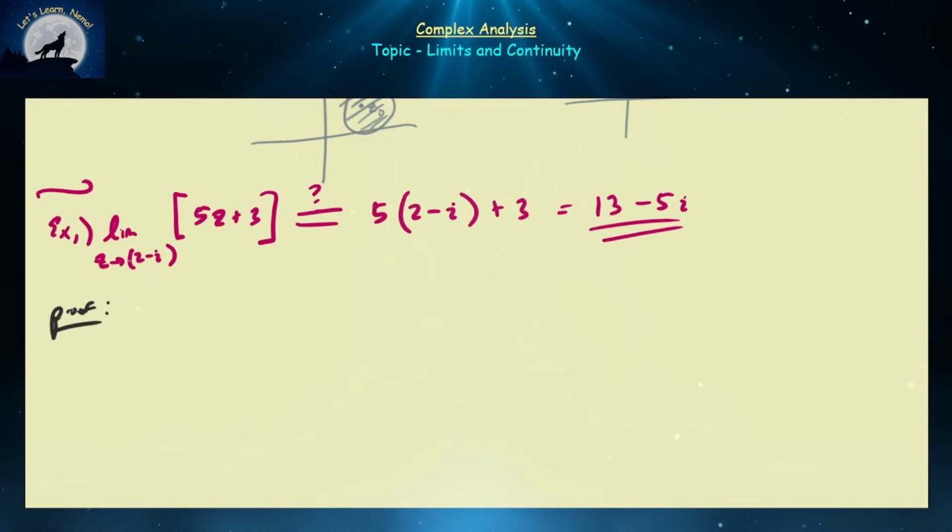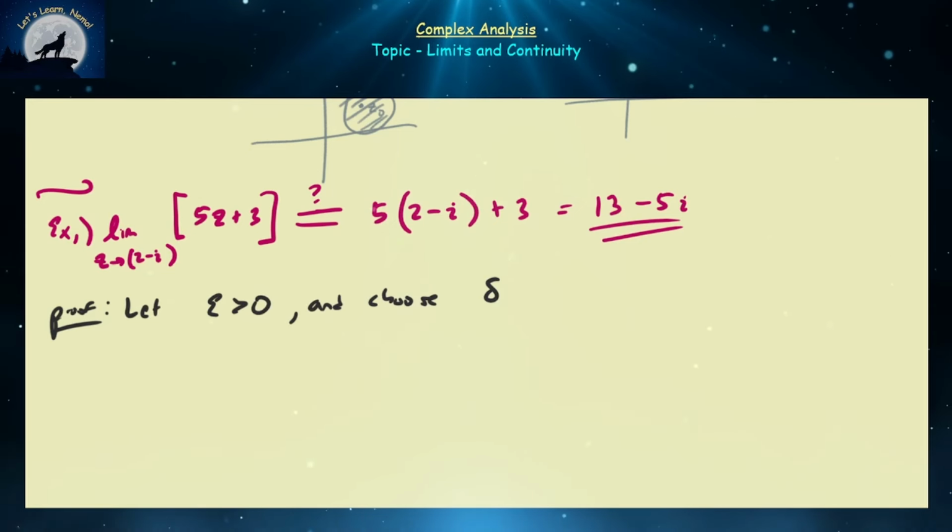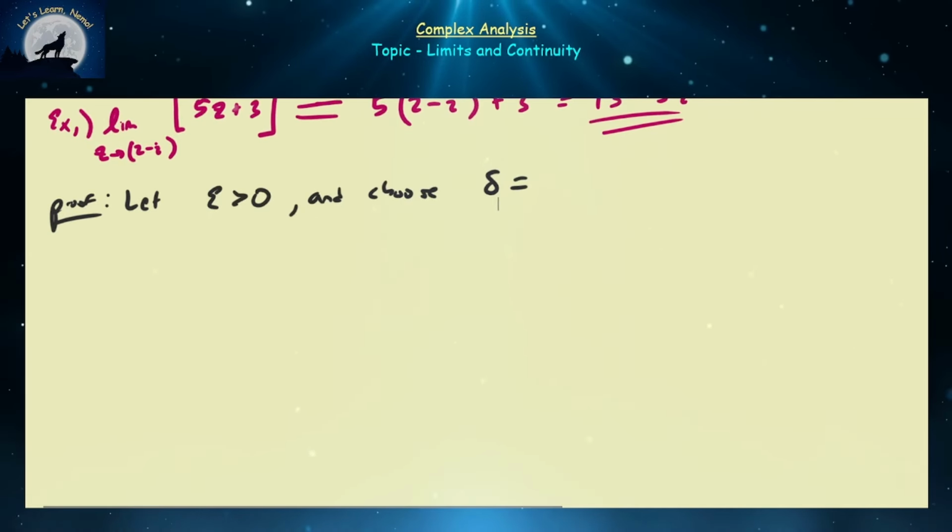And you might want to pause the video and see if you can do this on your own. So let epsilon be greater than 0, and let's also choose our delta to be equal to, I don't know exactly what I want to choose my delta to be, but we'll find out soon enough. So delta is going to be equal to something. We'll figure that out momentarily once we see how small we want to make it.